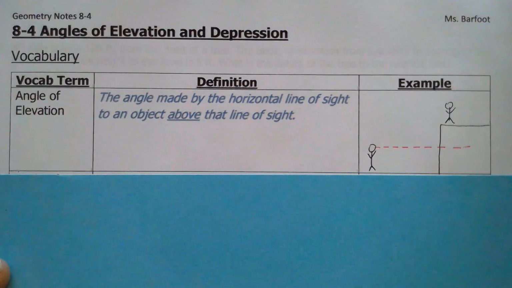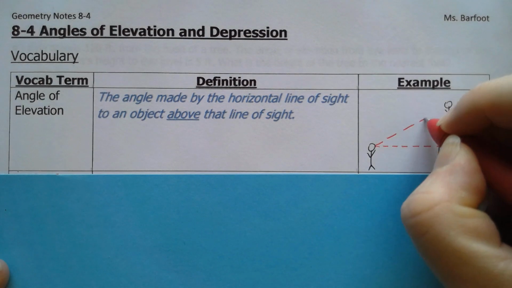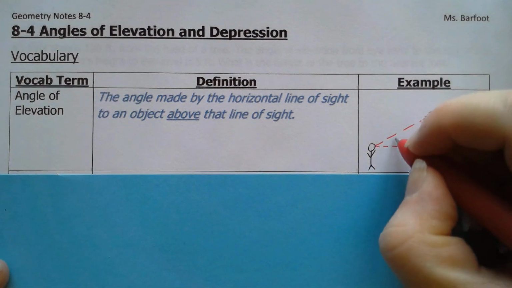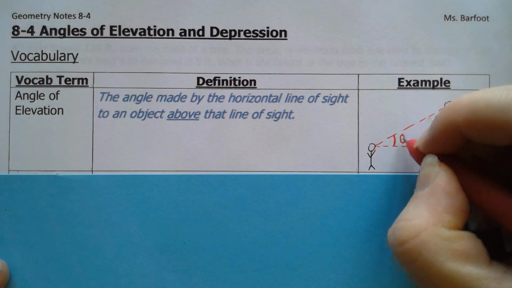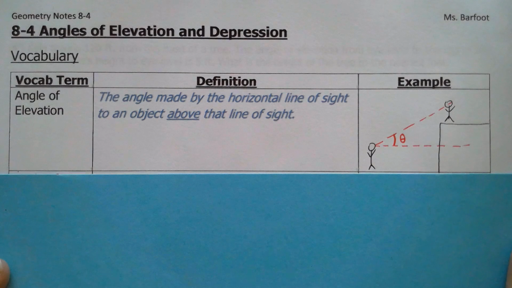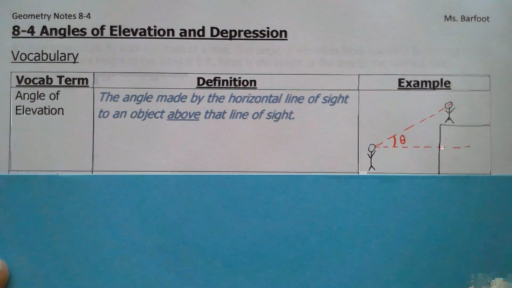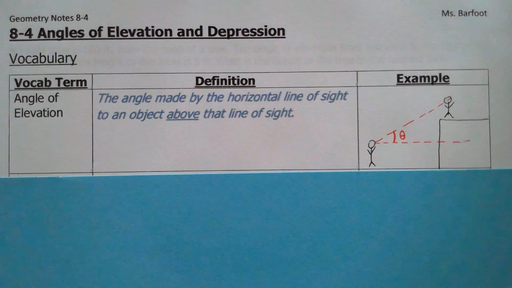An angle of elevation is the angle that's created when you look at something above that line of sight. So this here is my angle of elevation. It's the angle that is created when I elevate my line of sight. You can probably guess what the next word is going to be: angle of depression.